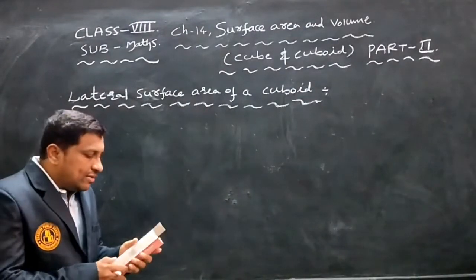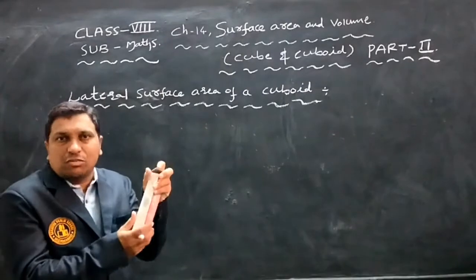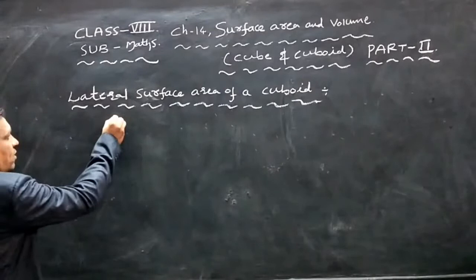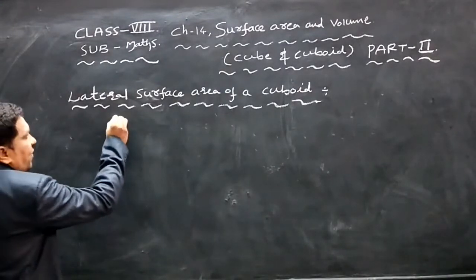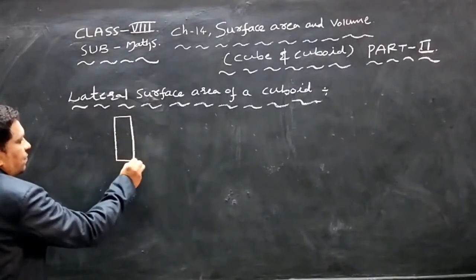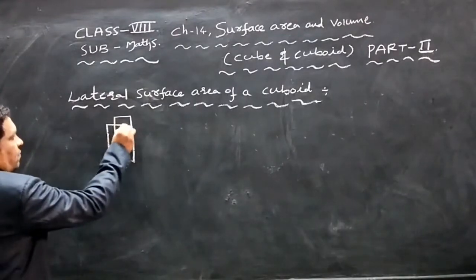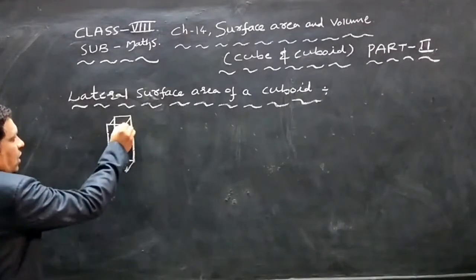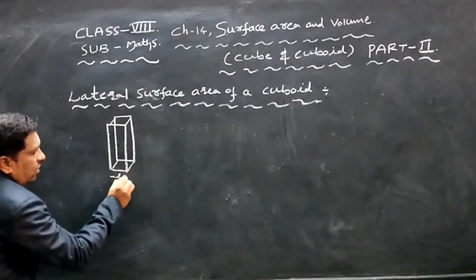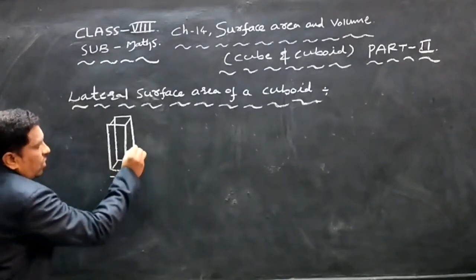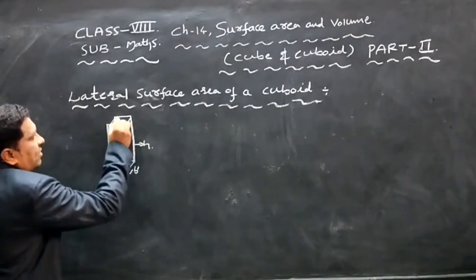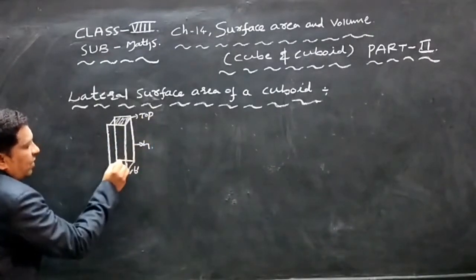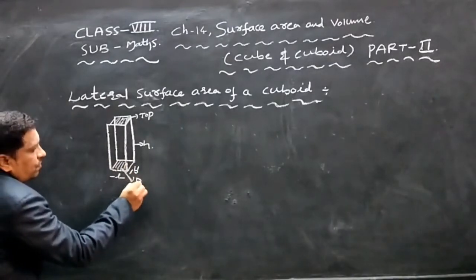For example, take this toothpaste box. This is a 3-dimensional figure. This one is length, this one is breadth, and this one is height. This is the top and this one is the bottom.